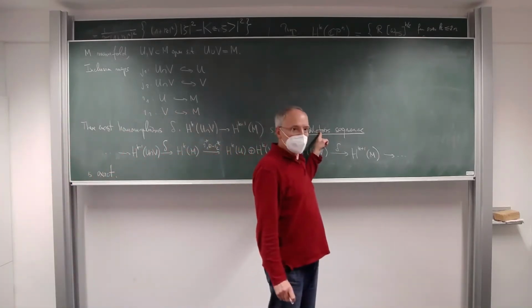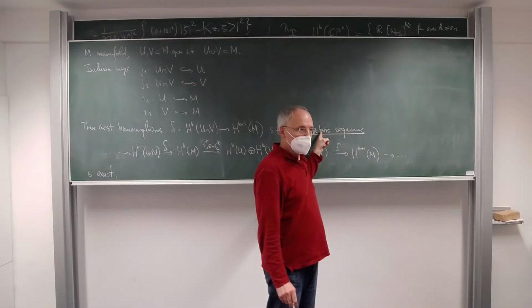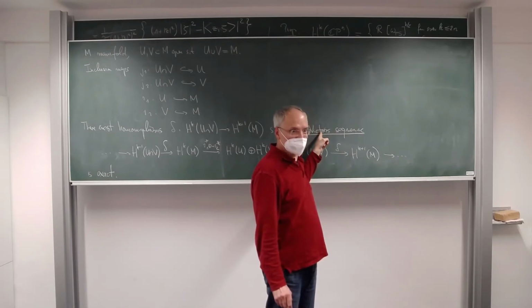So this person Vietoris is an interesting personality. Leopold Vietoris was an Austrian mathematician, and he died at the age of 110. For some time he was the oldest Austrian citizen.